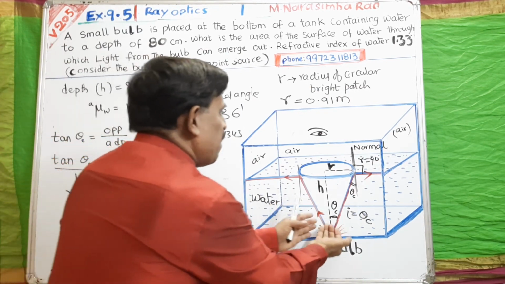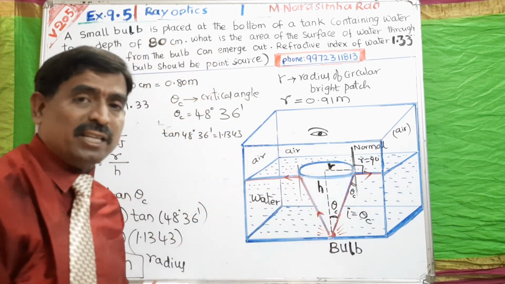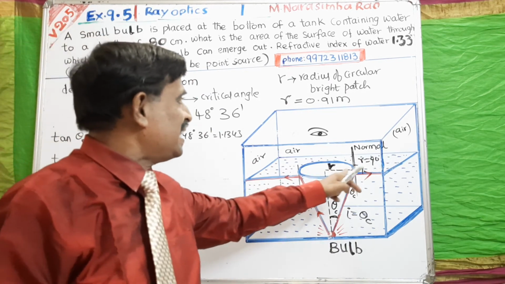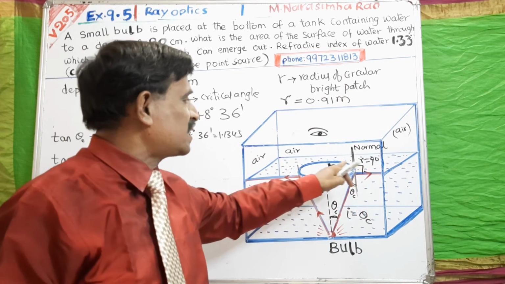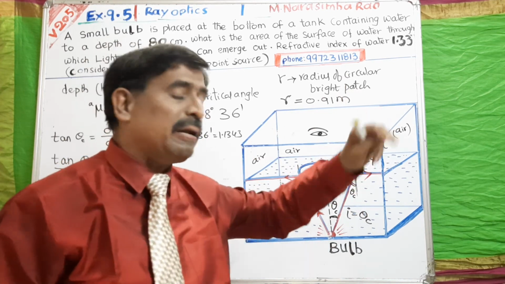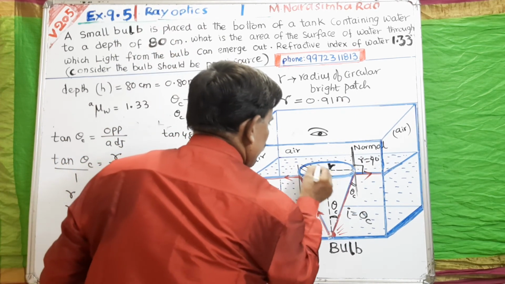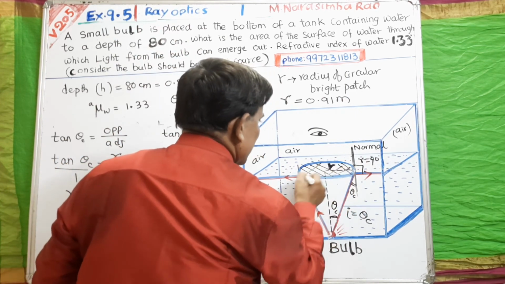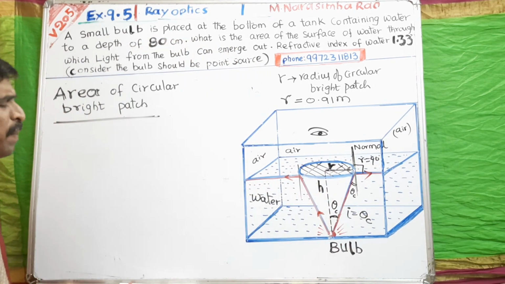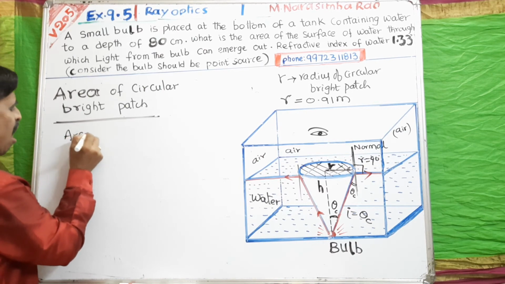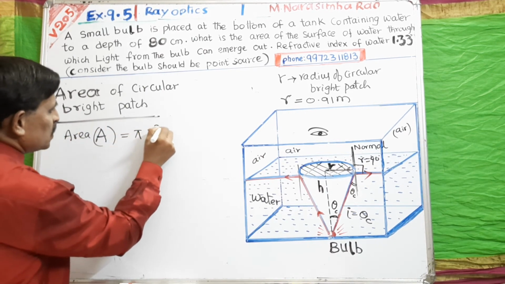Now, light is emerging out from water to air in the form of a circular bright patch. We got the radius, 0.91 meter. They are asking what is the area of the circular bright patch. That is nothing but the area of the circle. Area of the circle is equal to pi r square.